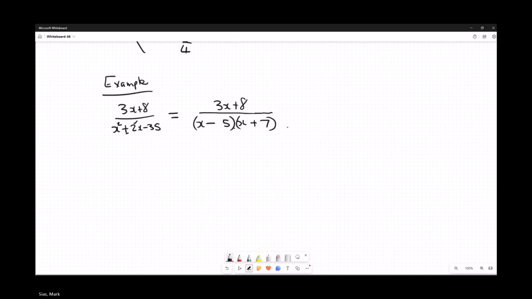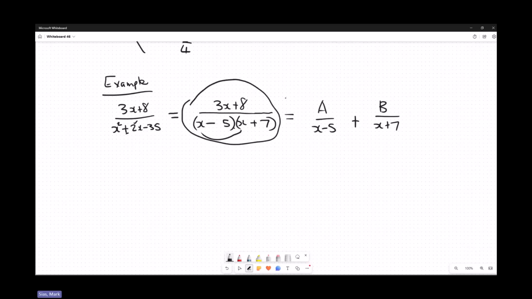Whenever you encounter a form like this, you just write it as a over x minus 5 plus b over x plus 7. You can double check whether the multiplications are fine. x times x is x squared, minus 5 times x is minus 5x, and 7 times x is 7x. 7x minus 5x is 2x, and negative 5 times positive 7 is negative 35. So everything seems fine. Now you need to evaluate for you to reach this.